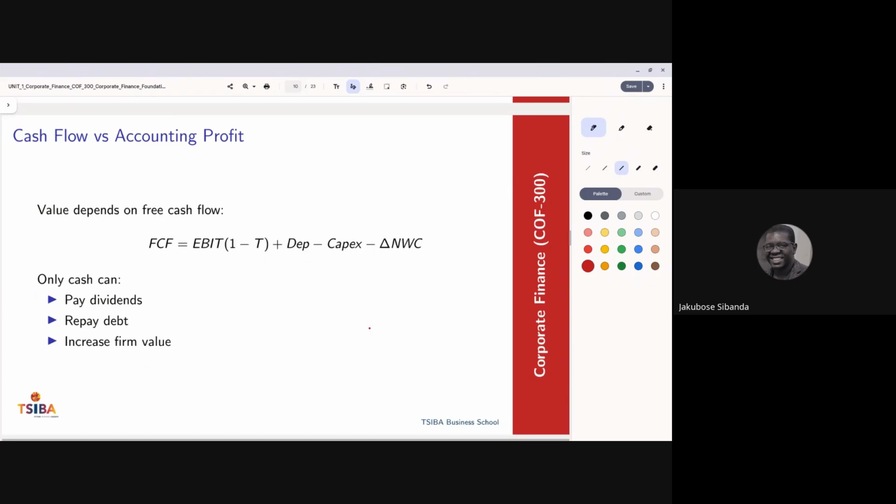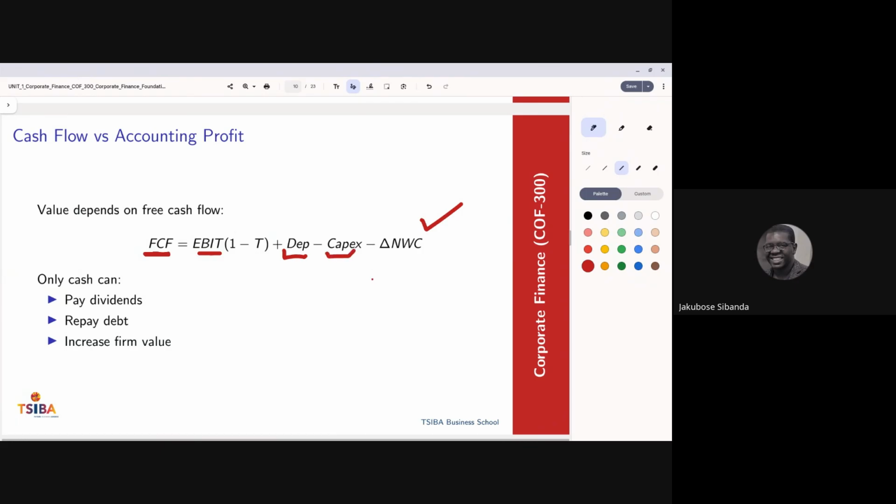Now, we've spoken about timing is very important. We've spoken about risk is very important. We have spoken about cash flow, very important. But how do you calculate the cash flow? So this is your formula to calculate the cash flow. Specifically, this type of cash flow is a free cash flow to the firm. So you've got your EBIT, 1 minus T. You can get all this from the income statement. Depreciation, you can also get from the income statement.